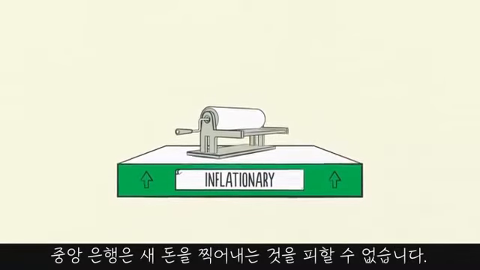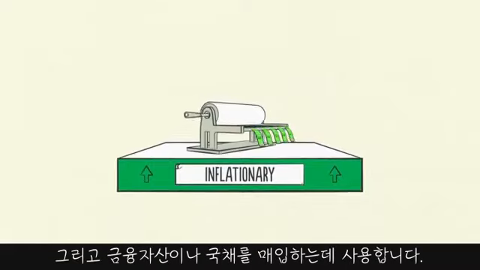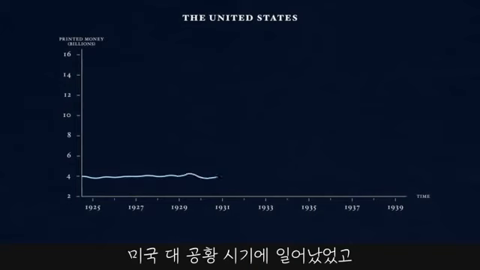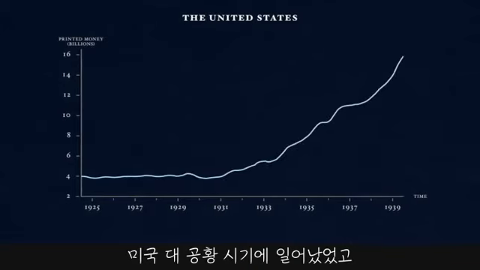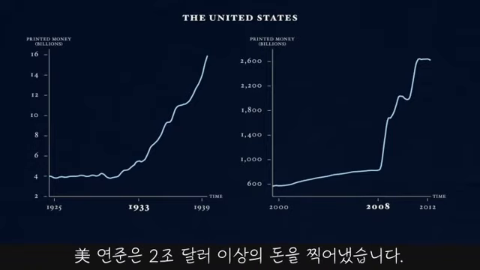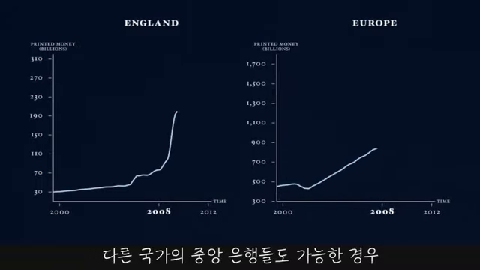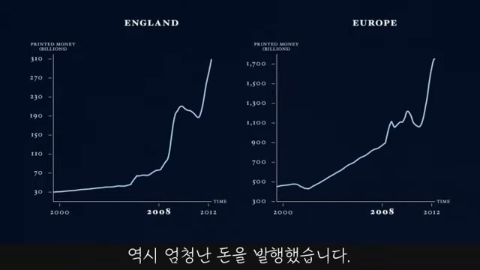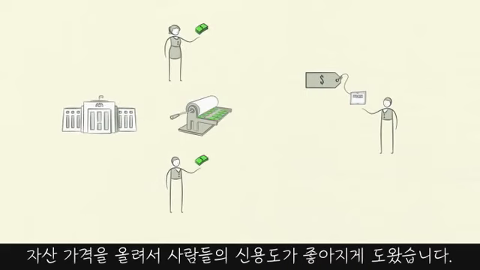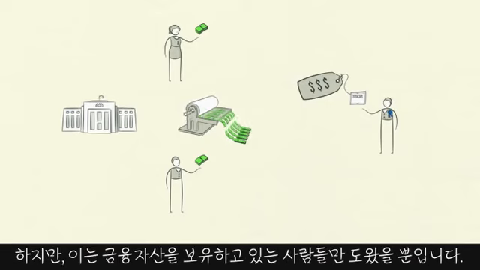Inevitably, the central bank prints new money out of thin air and uses it to buy financial assets and government bonds. It happened in the United States during the Great Depression, and again in 2008 when the United States Central Bank, the Federal Reserve, printed over $2 trillion. Other central banks around the world that could printed a lot of money too. By buying financial assets with this money, it helps drive up asset prices, which makes people more creditworthy. However, this only helps those who own financial assets.